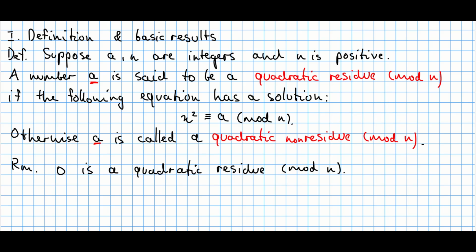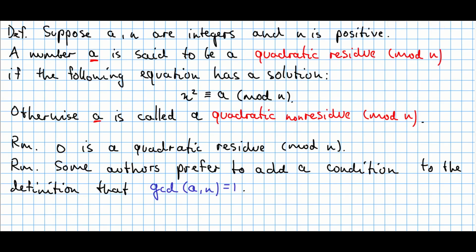Now here's a quick note. 0 in fact is a quadratic residue modulo any n, for the obvious reason. If you consider x squared congruent to 0 modulo n, it has a solution, clearly x equals 0. However, for the sake of simplicity of constructing the theory and for the sake of saving my nerves, we're going to ignore this residue 0 throughout this section. Please keep this in mind.